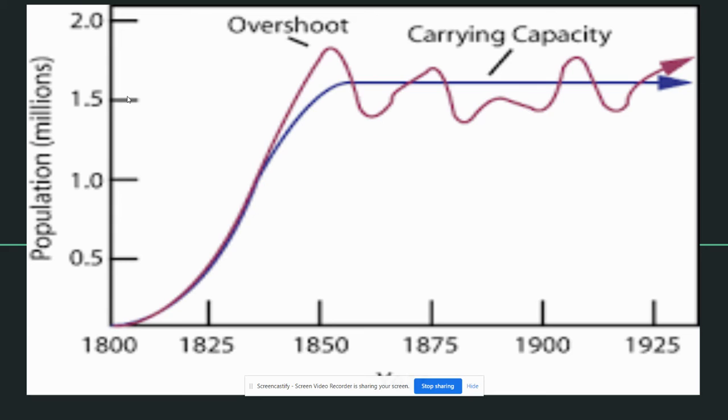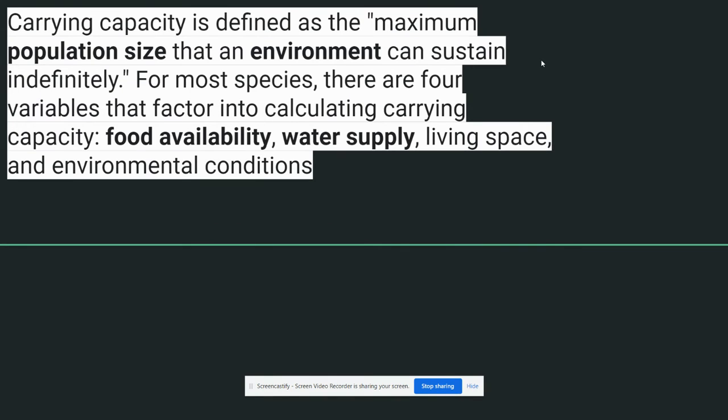So in a particular environment, based off the resources, the amount of space, food, water, predation, predator, all that other stuff coming into play, our environment can only sustain 1.5 million people. That is our carrying capacity. How do I know? Look where the line plateaus, where it flattens, or where it's kind of fluctuating like here. So that's the definition. Carrying capacity is defined as the maximum population size that an environment can sustain indefinitely.